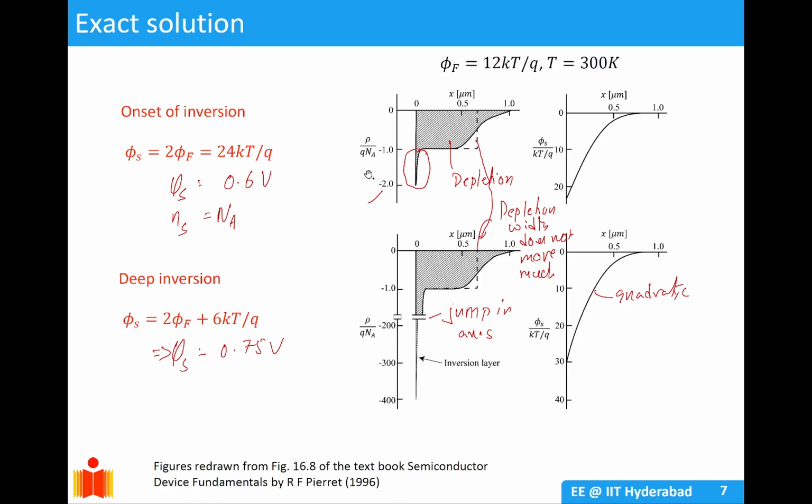You can see the inversion charges have jumped from -2 to -400, but your band bending, your surface potential, has only gone from 22 to 30. So there's a very small change in surface potential, but a huge change in your number of charges.